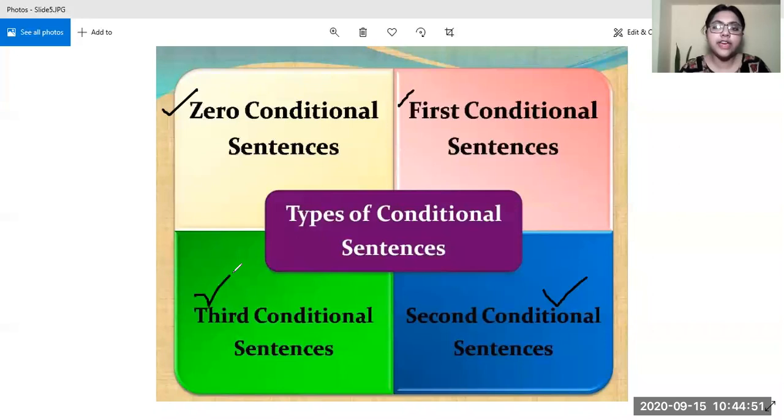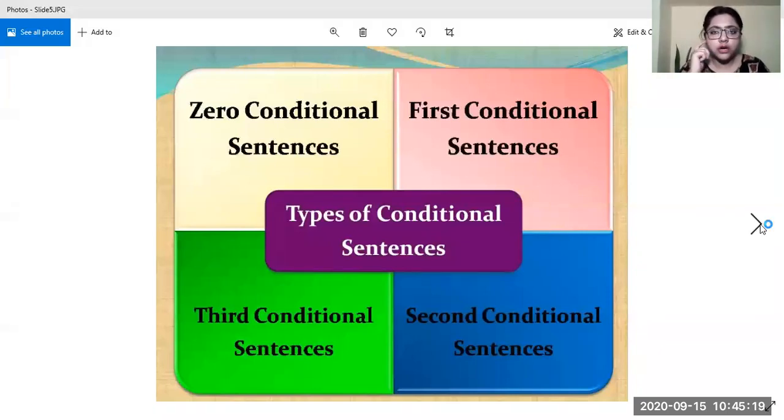So what do we have? We have four types of conditional sentences. The first one is the zero conditional sentence. The second is the first conditional sentence, and the third is the second conditional sentence, while the last one, the fourth, is what? The third conditional sentence. Okay, so these are the four types of conditional sentences, and we will look into each one of them very carefully.